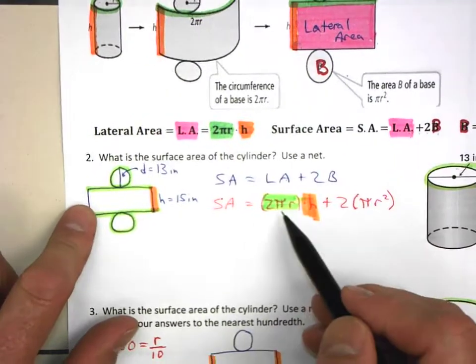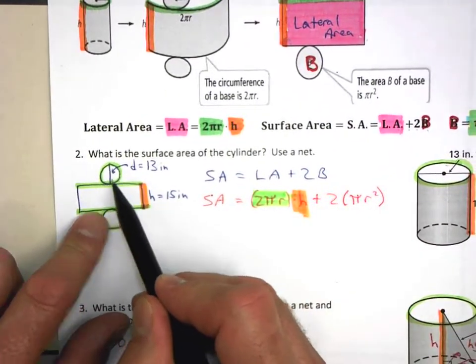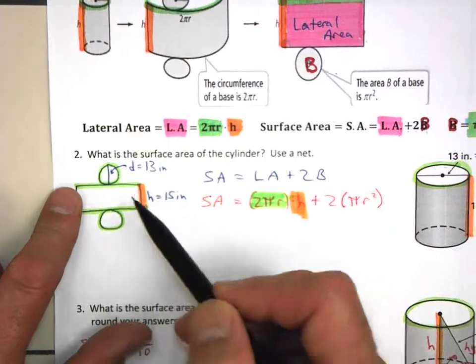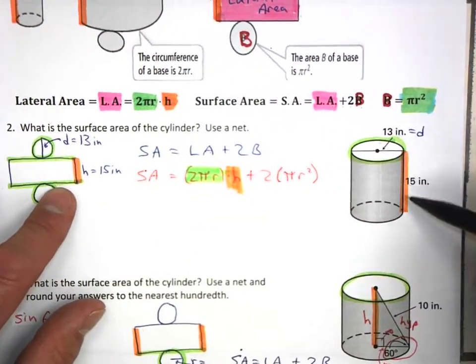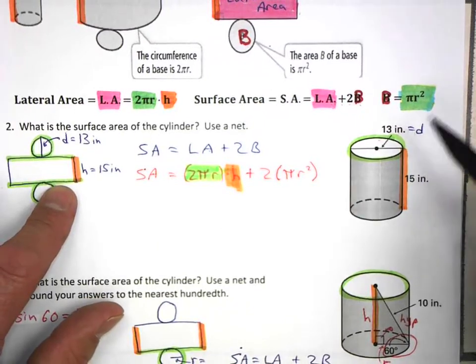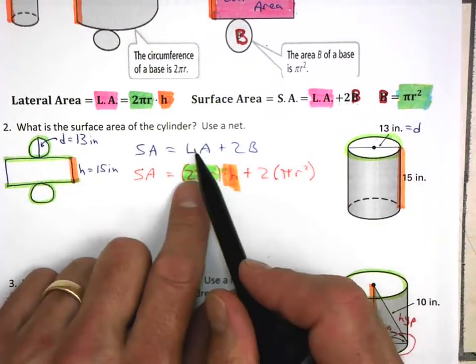Okay, so 2 pi r is the circumference, which is the same as the length of the lateral area, times the height, and that's the height of your cylinder. Okay, so that's the lateral area.